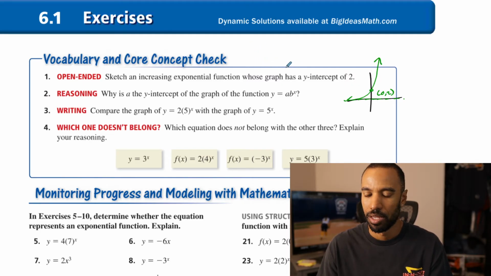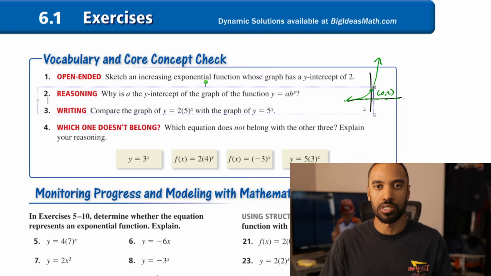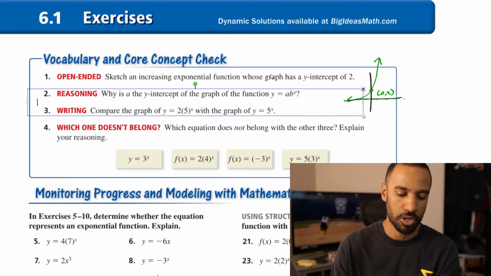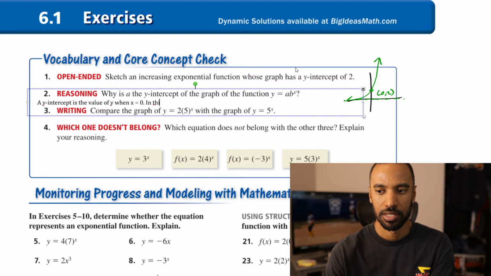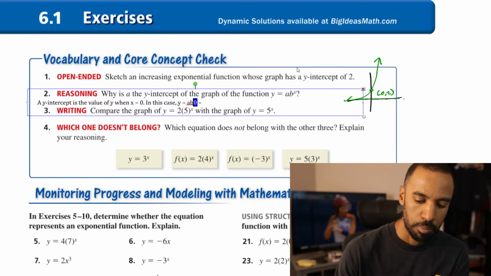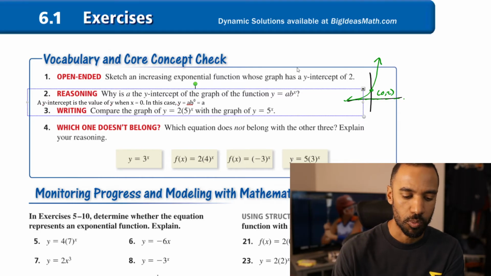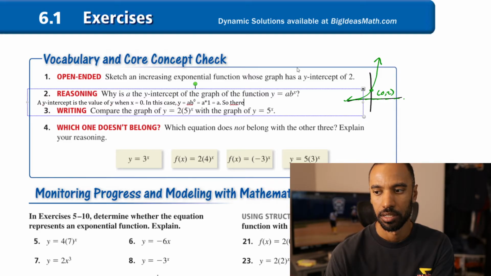That's number 1. Number 2, why is a the y-intercept of the graph of the function y equals a b to the x? Well, I'm glad they're asking that. This is a question I would absolutely assign to my students if I saw it, which I do see it now. In this kind of question, the y-intercept is the value of y when x equals 0. In this case, y equals a times b to the 0 power. b to the 0 power is 1, and a times 1 equals a. So there is a point on the graph that is (0, a).